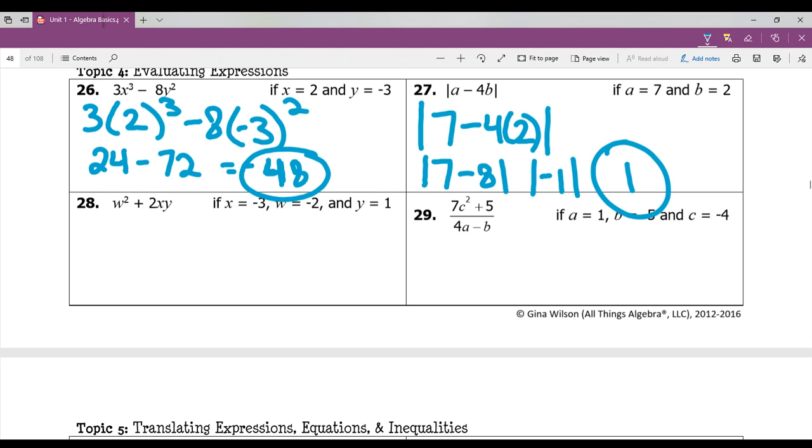Alright. W squared plus 2xy. X is negative 3, W is negative 2, and Y is 1. So I'm just going to plug everything in.